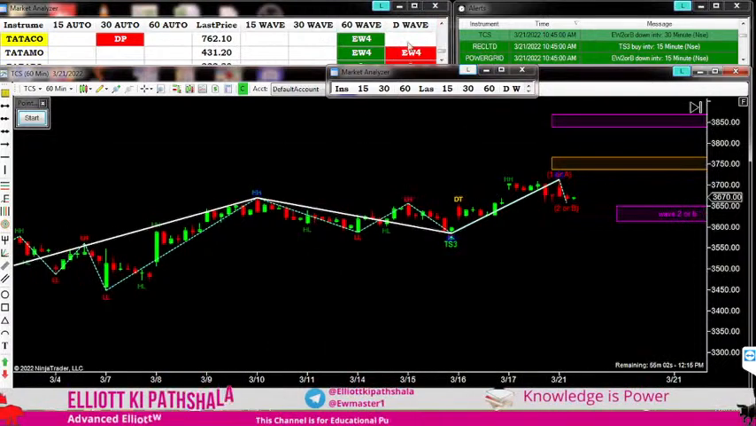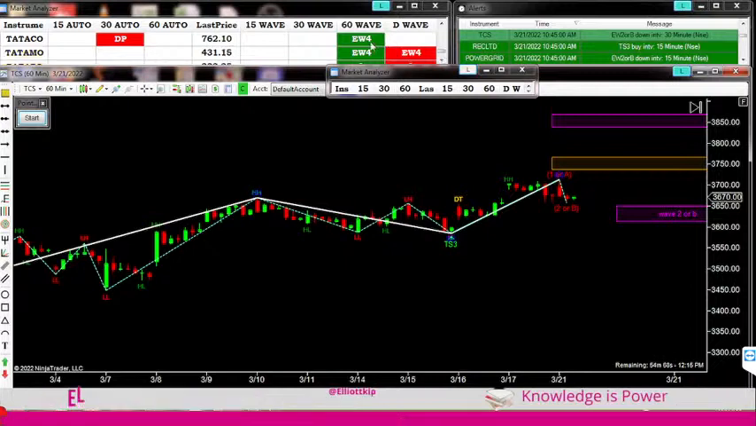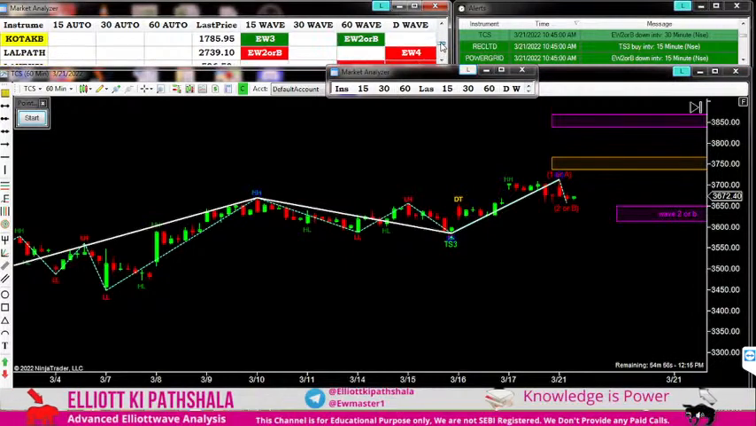Now we have multiple choices of entries, like we have wave 2 entries, and wave 4 entry. So how to take a wave 4 entry, we will also see.